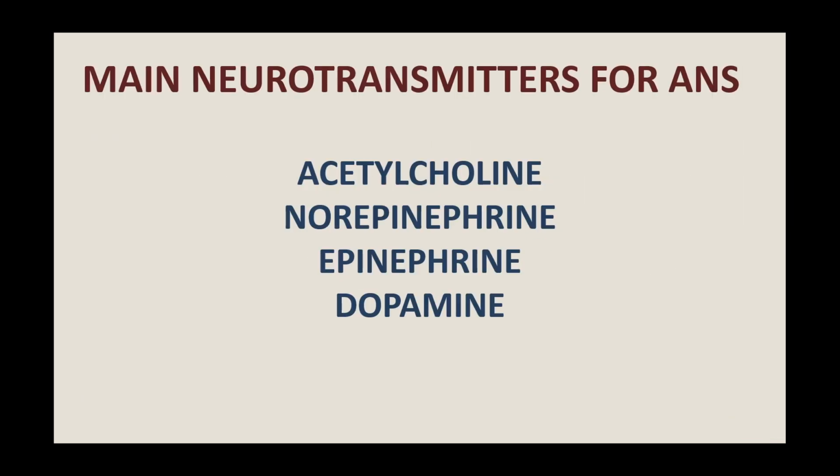The autonomic nervous system, ANS, orchestrates involuntary physiological functions through its reliance on neurotransmitters, including acetylcholine, norepinephrine, epinephrine, and to a lesser extent dopamine. Acetylcholine serves as the primary neurotransmitter in parasympathetic pathways and preganglionic sympathetic neurons, while norepinephrine and epinephrine predominantly mediate sympathetic postganglionic responses.